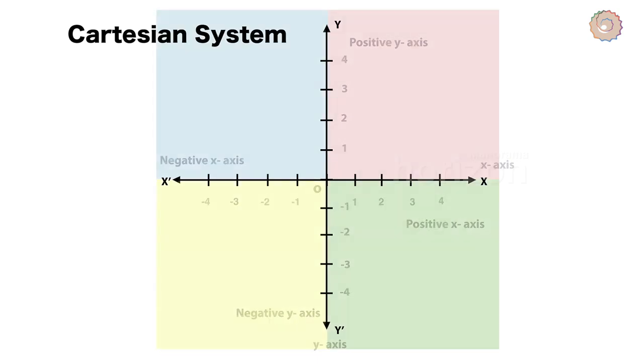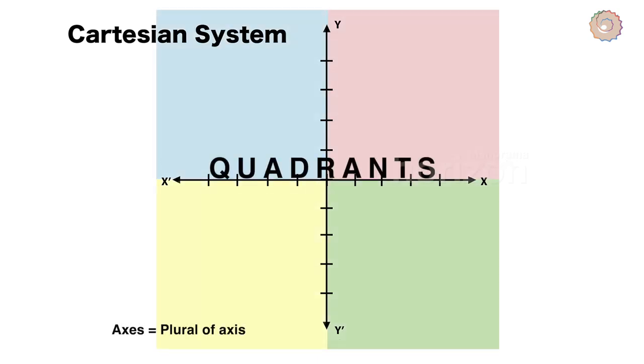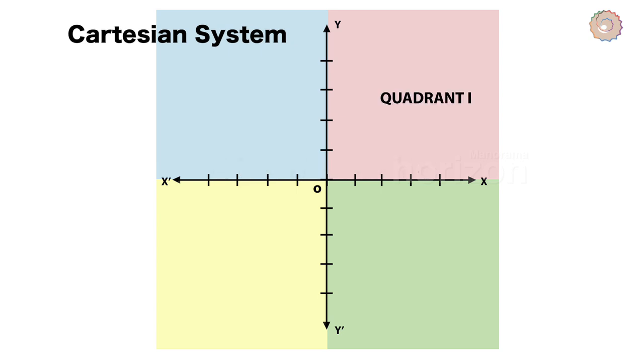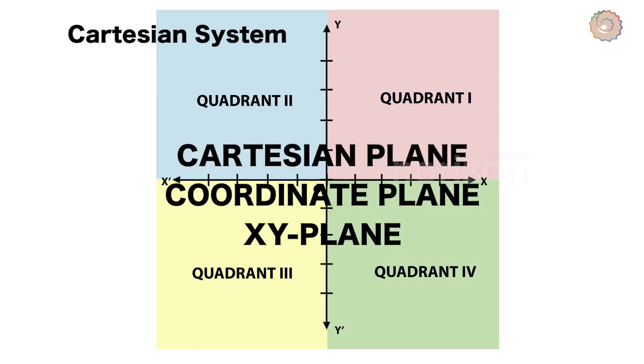You can notice that the axes divide the plane into 4 parts. They are called quadrants, meaning 1/4 part, and are numbered 1, 2, 3 and 4 anti-clockwise from OX. Hence, the plane consists of axes and quadrants, and we can call the plane the Cartesian plane or the coordinate plane or the XY plane. The axes x'x and y'y are called coordinate axes.